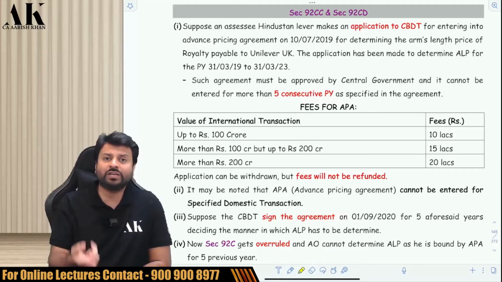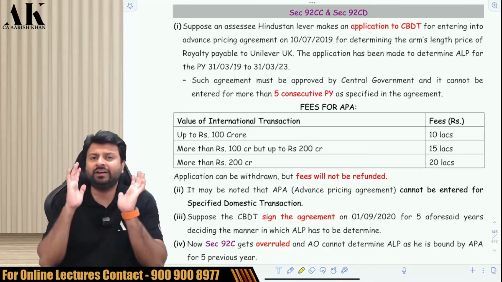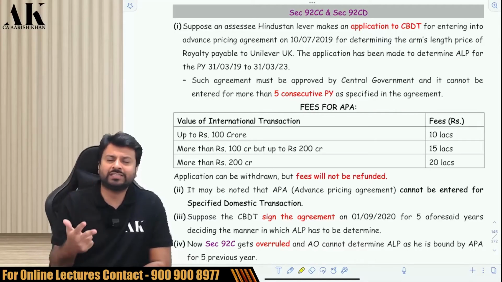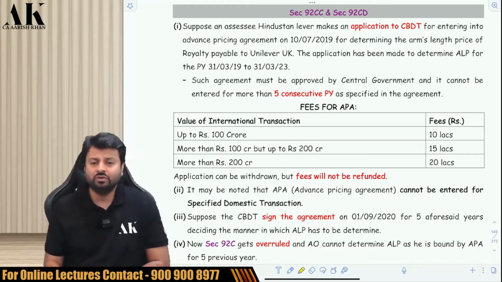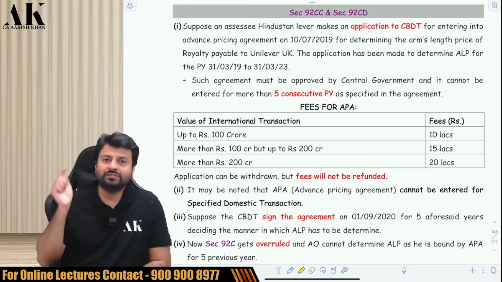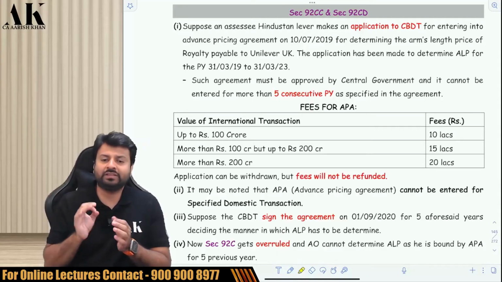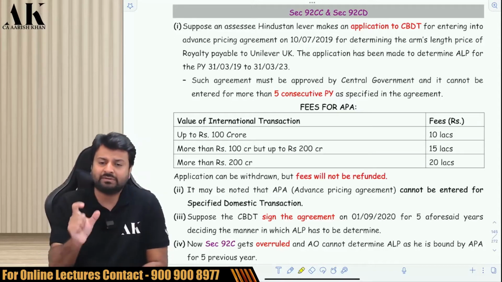Nobody can raise any question, and once CBDT determines the arm's length price, then nobody will raise any question. The AO cannot raise any question, the CIT appeal cannot raise any question, the CIT cannot raise any question, the TPO cannot raise any question, you also cannot raise any question, you also cannot appeal against that. Now this advance pricing agreement is entered after a prior approval with the central government. Approval of central government is a must, and this agreement is entered into for a period of maximum 5 years.